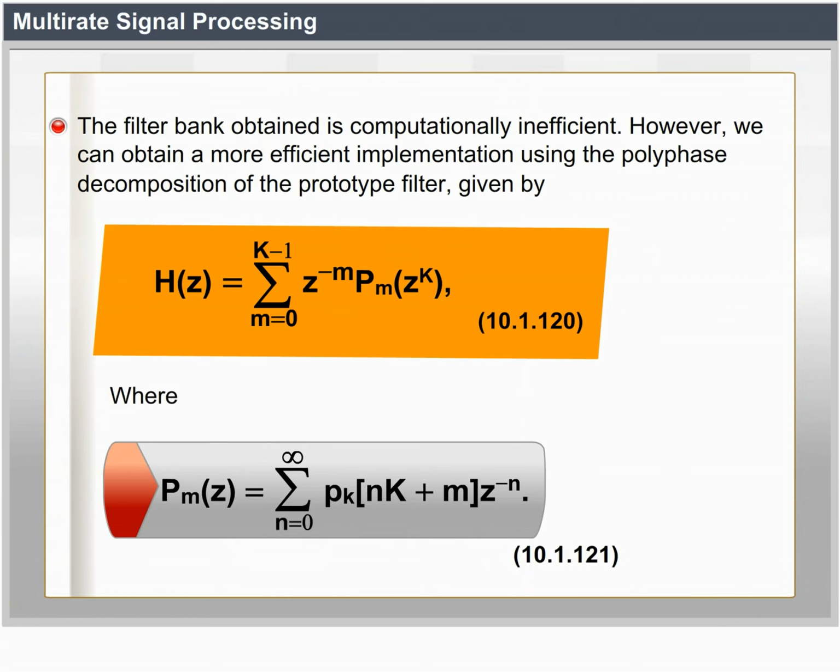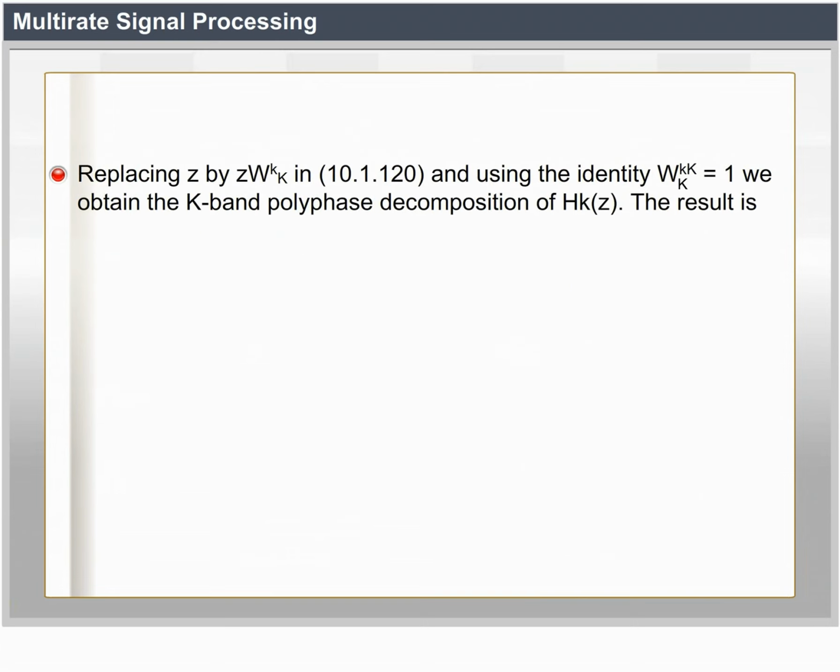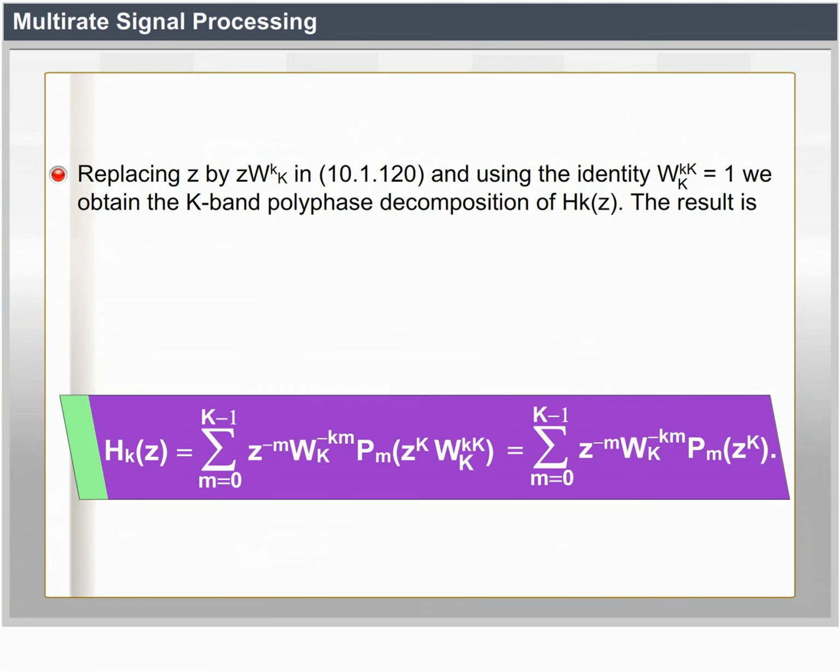Replacing z by z into Wk power k in 10.1.120 and using the identity Wk power kK equal to 1, we obtain the K-band polyphase decomposition of Hk of z. The result is Hk of z equal to summation m equal to 0 to K minus 1 z power minus m into Wk power minus km Pm of z power K into Wk power kK, equal to summation m equal to 0 to K minus 1 z power minus m into Wk power minus km Pm of z power K.